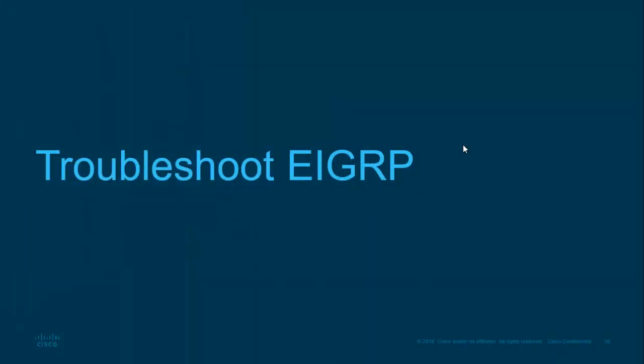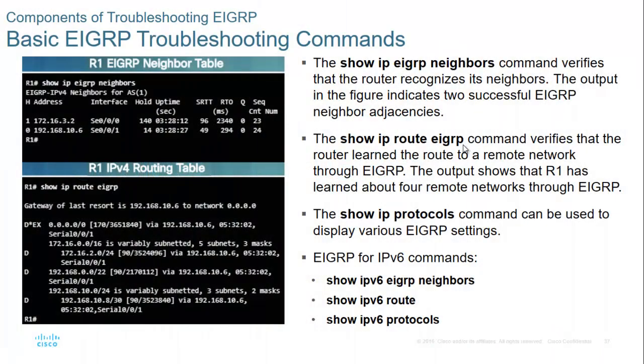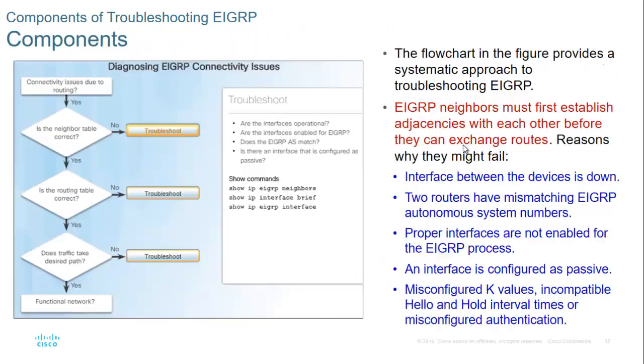So that is the end of tuning EIGRP, and now we will look into troubleshooting EIGRP. Most of the things in troubleshooting you know already. This is just to highlight what measures or steps you can take to troubleshoot your EIGRP network. So these are the basic commands that you can use for troubleshooting: show EIGRP neighbors, show IP route, show IP protocols.